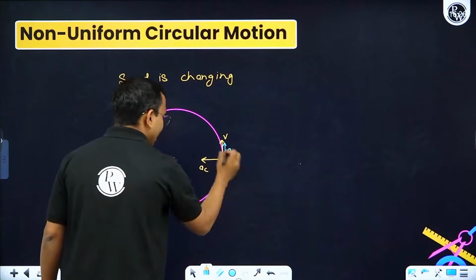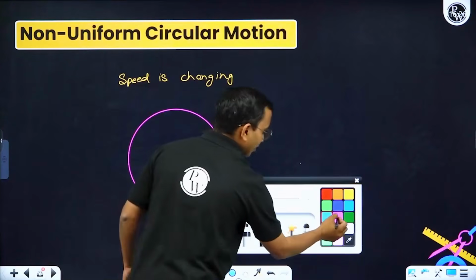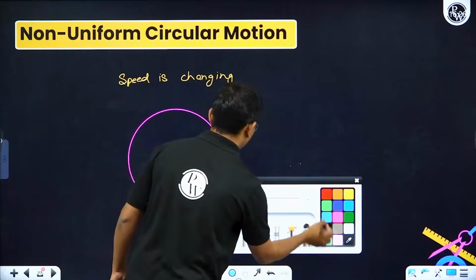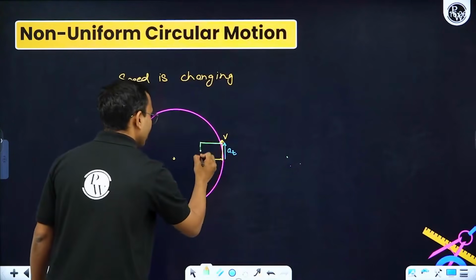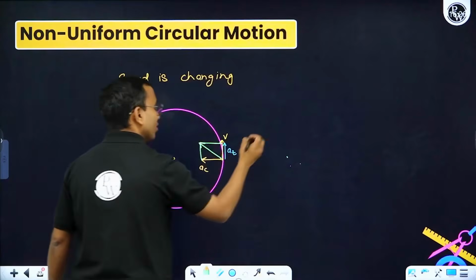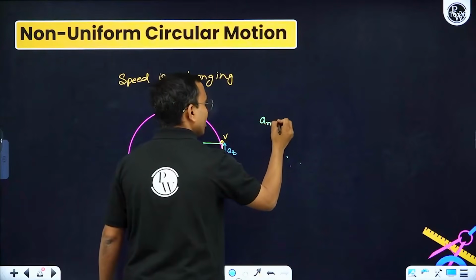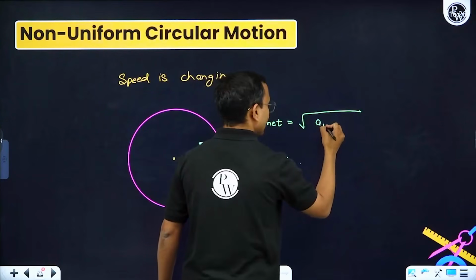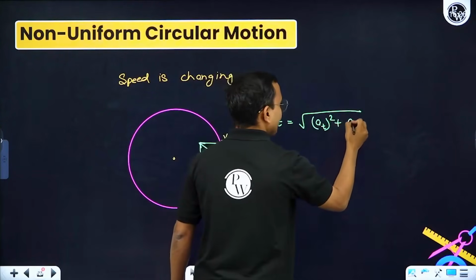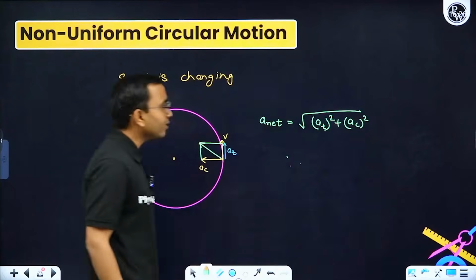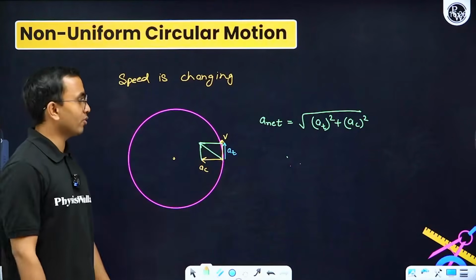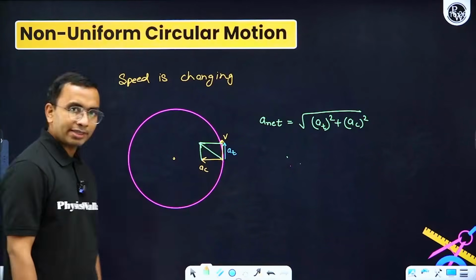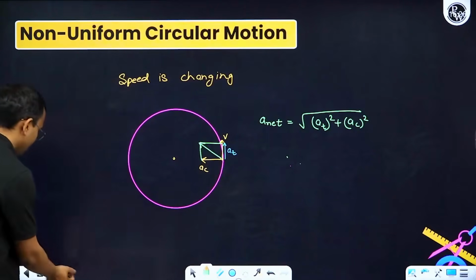Okay, the resultant acceleration will be the resultant of the two. Let me change the color. The resultant acceleration will be the resultant of the two. So the net acceleration is the resultant of the tangential acceleration and the centripetal acceleration. Why did I write it like this? They are always perpendicular. Therefore, I wrote it like this. Okay, getting it? So this is what happens in non-uniform circular motion.